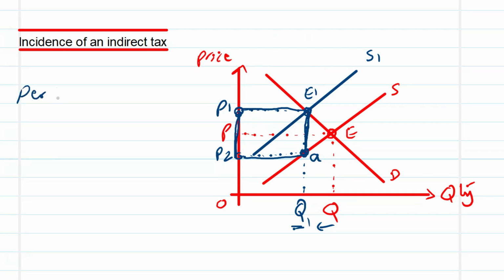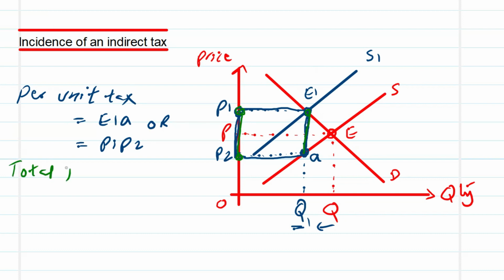So per unit tax in this graph is equal to E1A, or it is equal to P1 P2. So keep in mind this vertical gap from P1 to P2 is exactly same as E1 and A. So it represents per unit tax. So the total amount of tax here is total tax is equal to P1, P2, A and E1, right? Out of which some part of the tax is paid by the consumers and some part of the tax is paid by the producers, right?